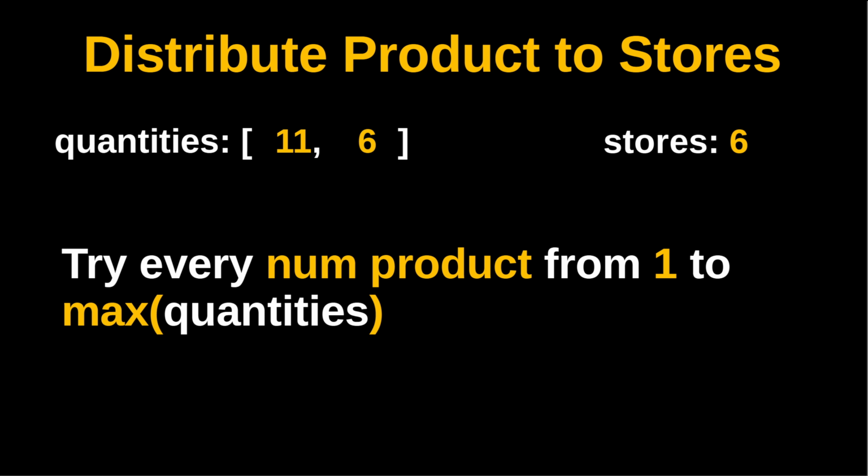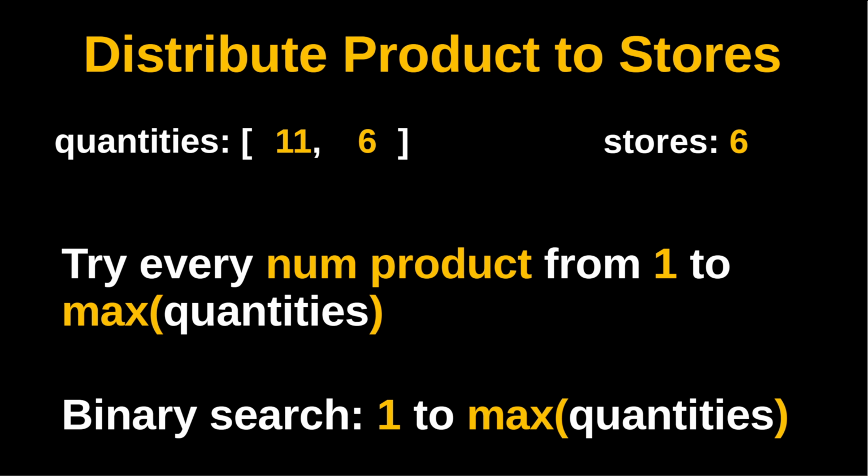As long as we enforce the idea that every store gets only 1 product type, using this strategy, we can find the solution that gives us the minimized maximum number of products that are given to any store. If you have been following this series, you will immediately recognize that since we have a linear search strategy, we can always upgrade that to a binary search strategy. The range is the same.